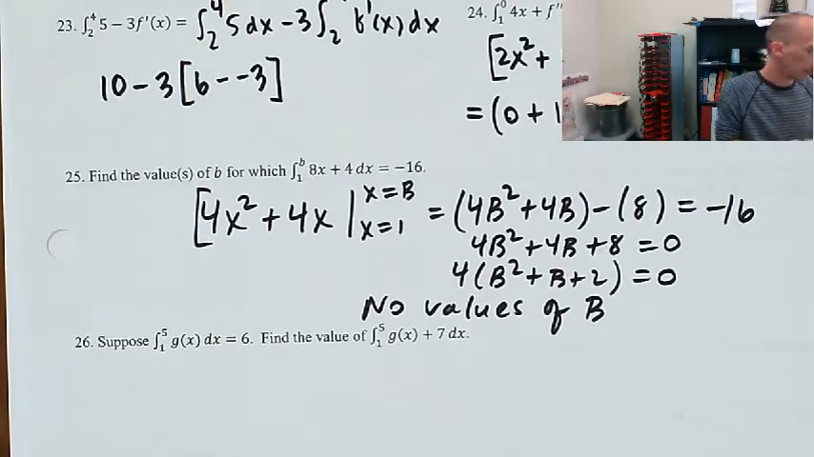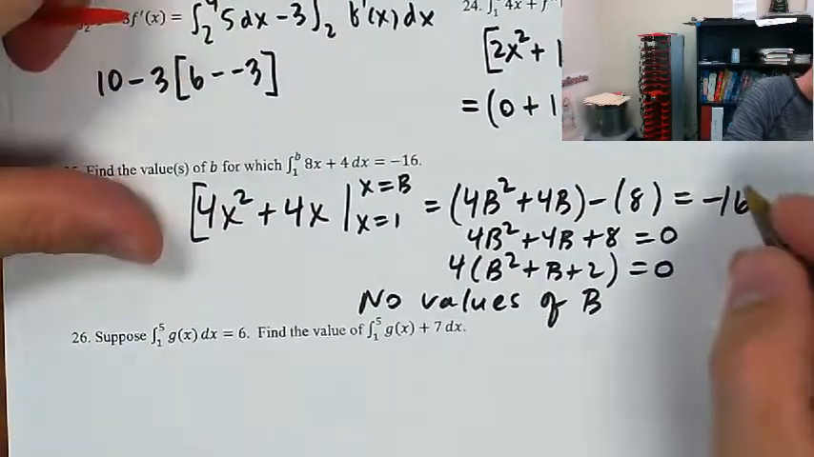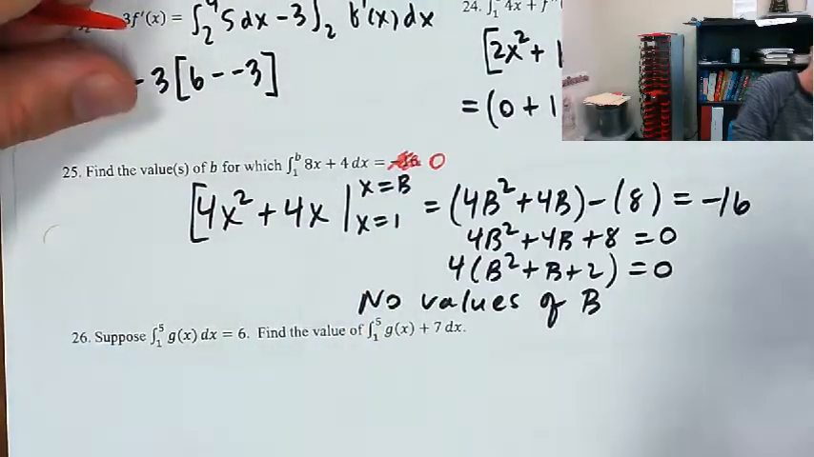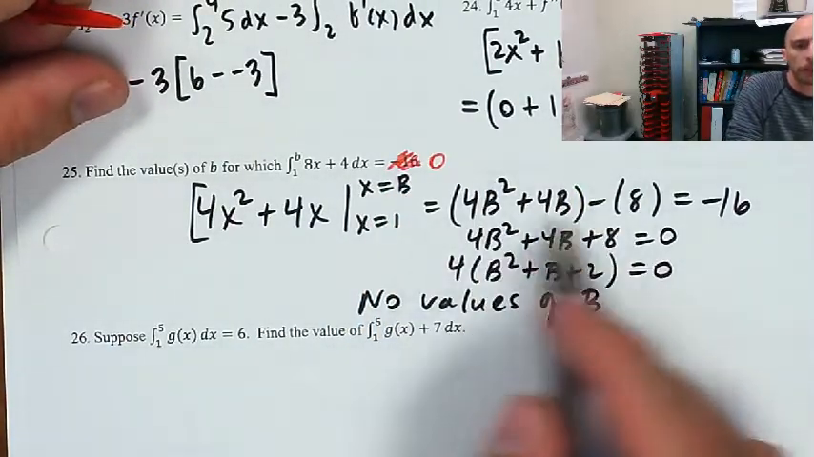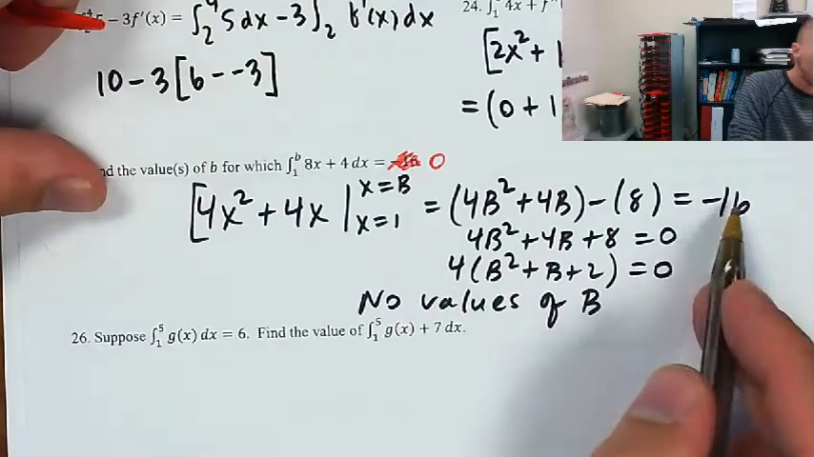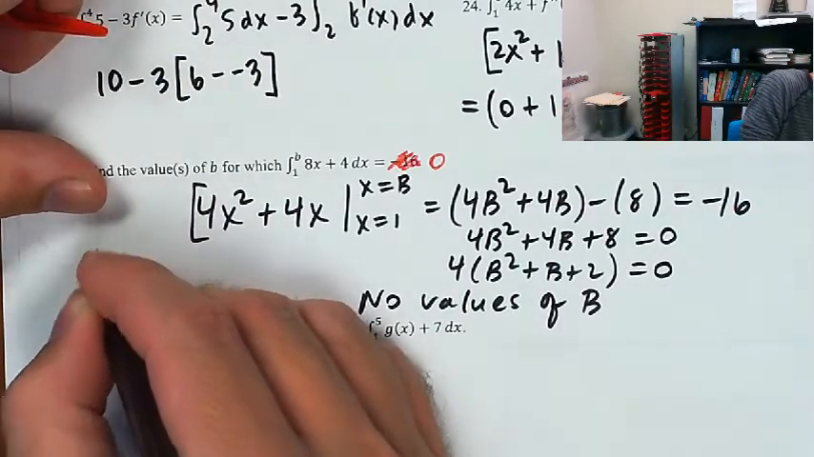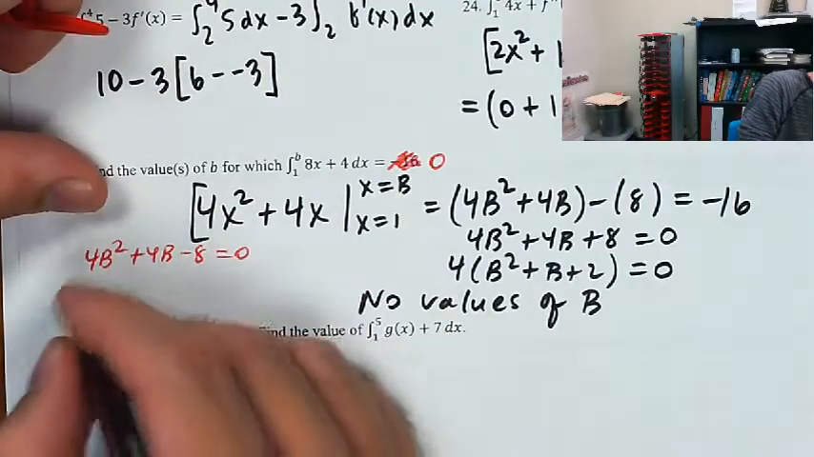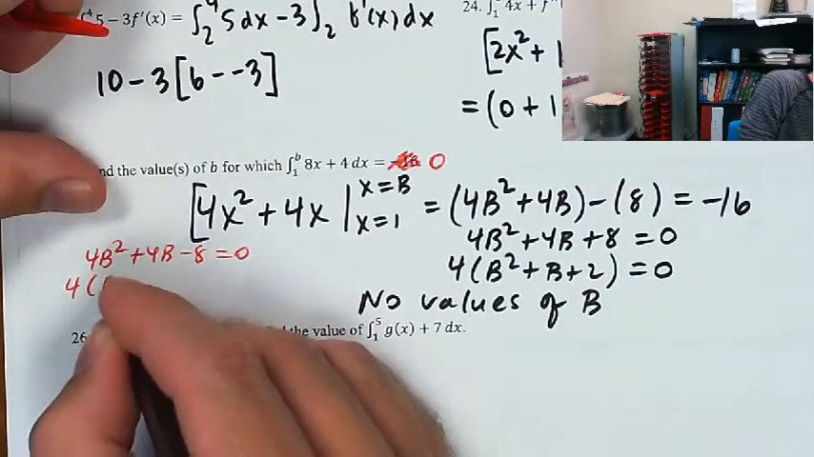What we'll do is I'll show you what would happen if I had changed this to, instead of negative 16, 0. This stuff would be the same, and this negative 16 would become 0. So I'd have 4b squared plus 4b minus 8 equaling 0. I think this is what I'd meant to have happen.